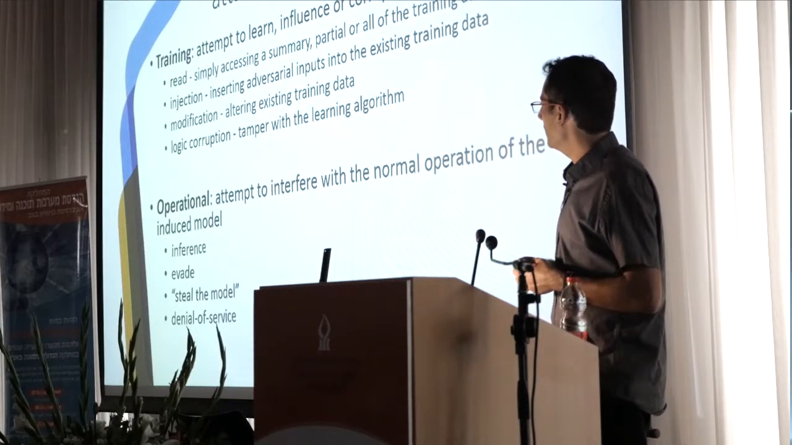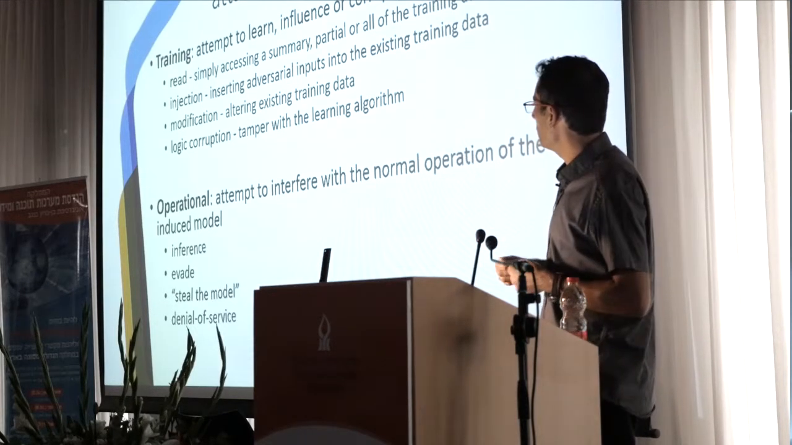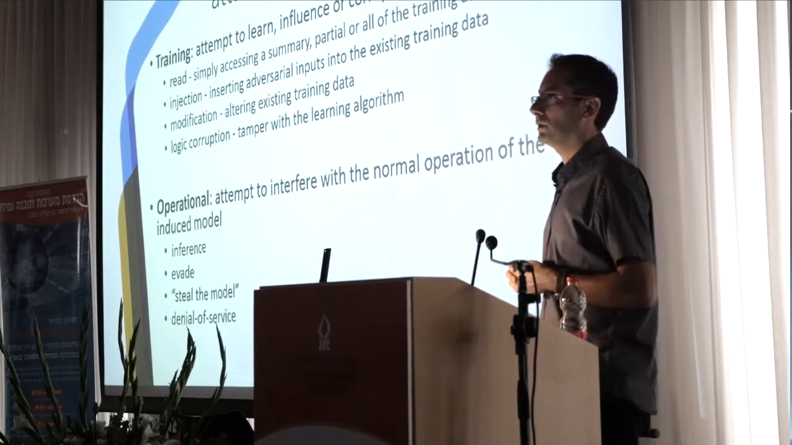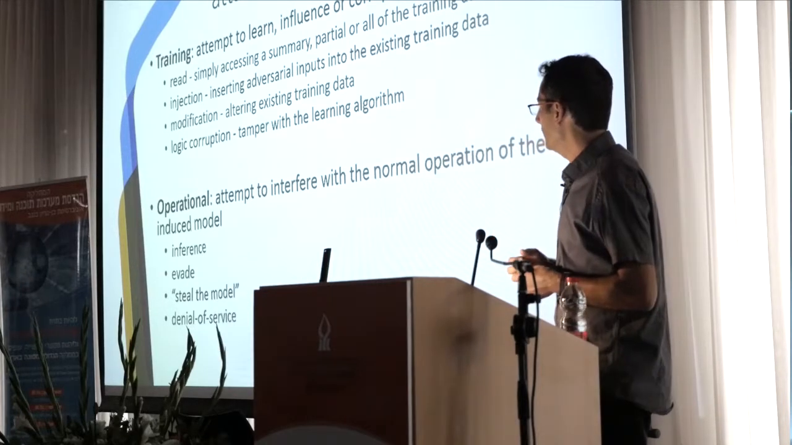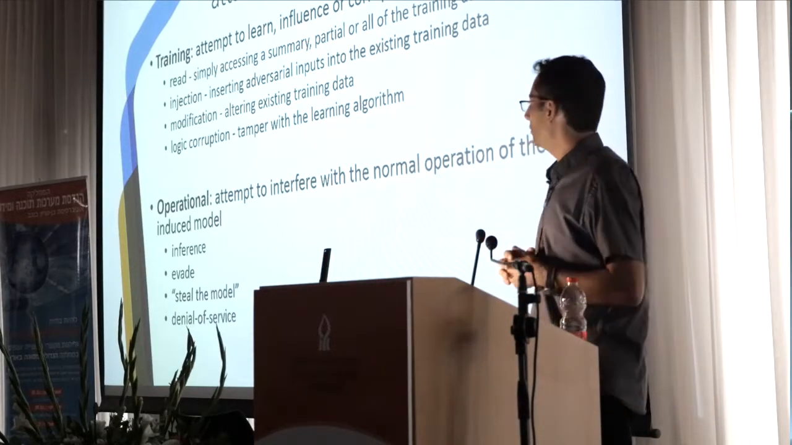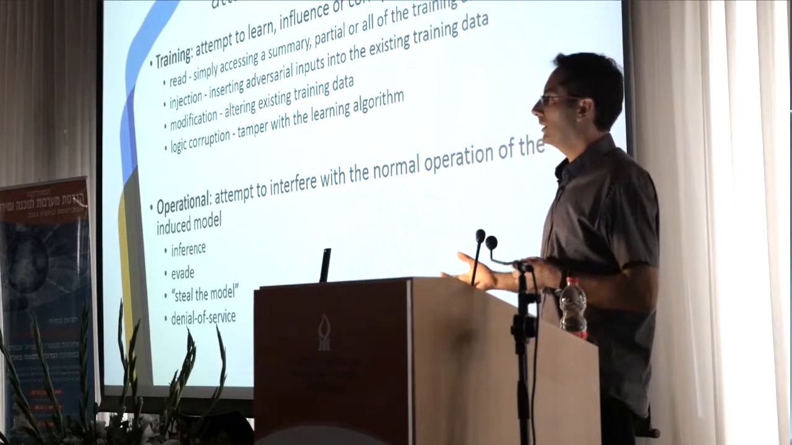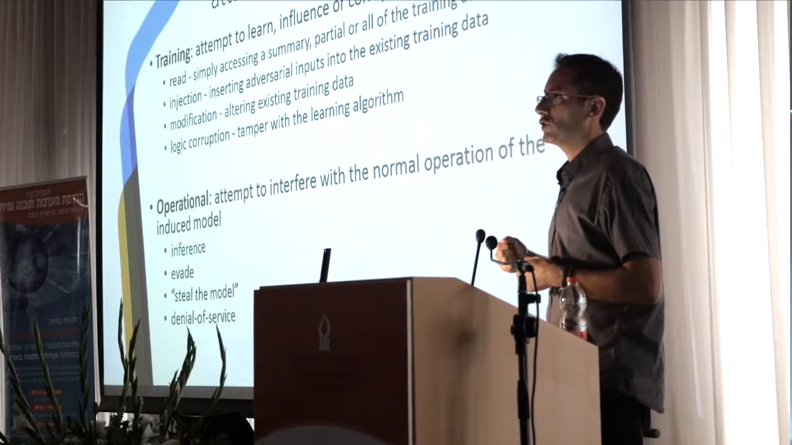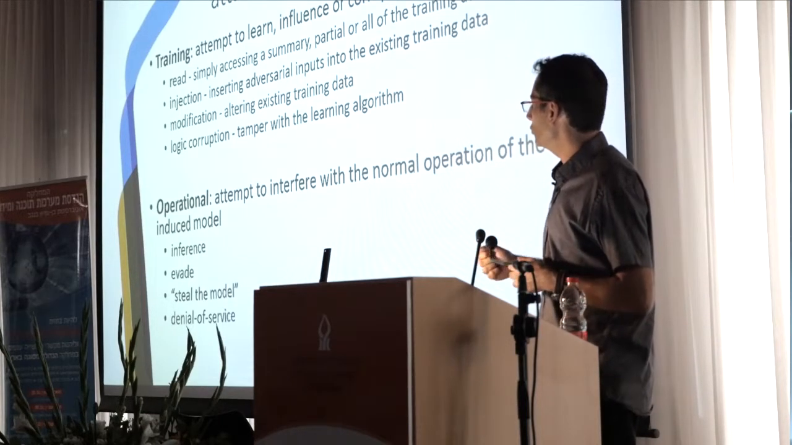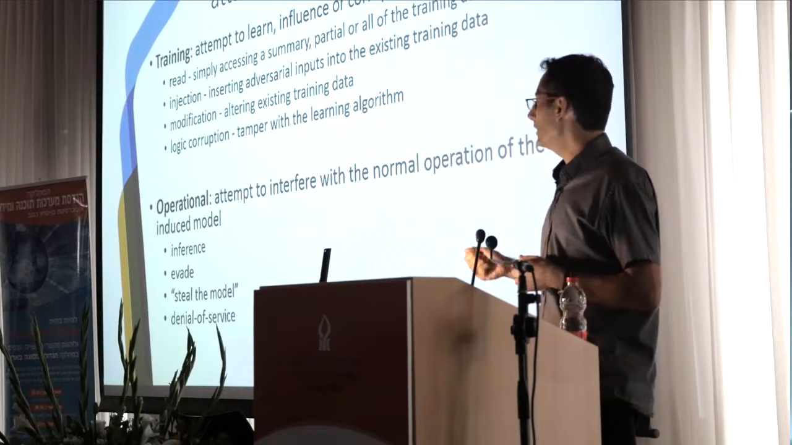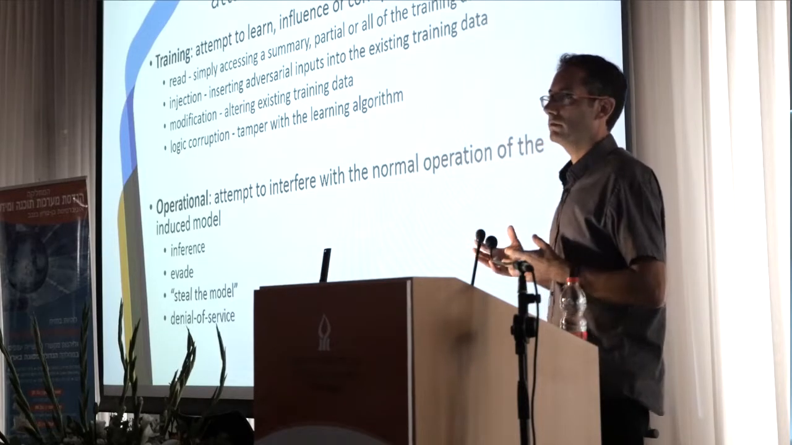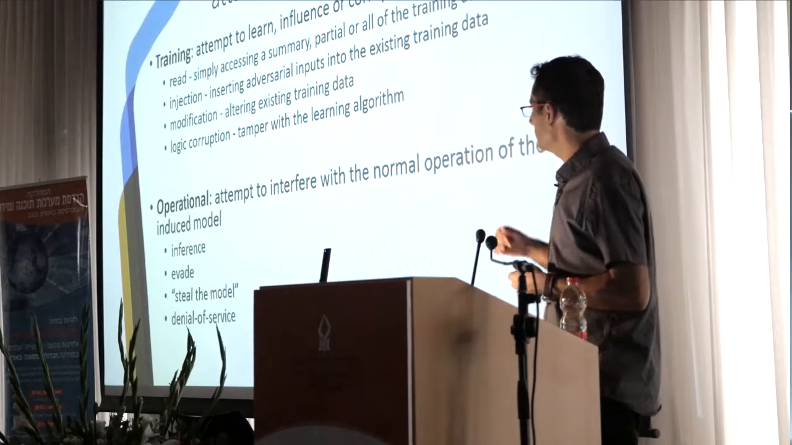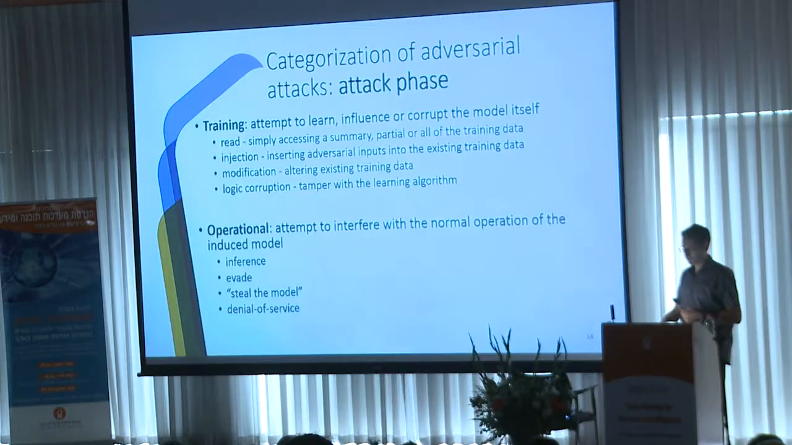The second option is conducting the attack during the operational phase of the model when it's being used. In this case, as I already mentioned in some of the examples, he can query the model in order to infer information about the model. It can help him to evade the model. It can help him in stealing the model in cases of machine learning as a service. And I also mentioned denial of service attacks.